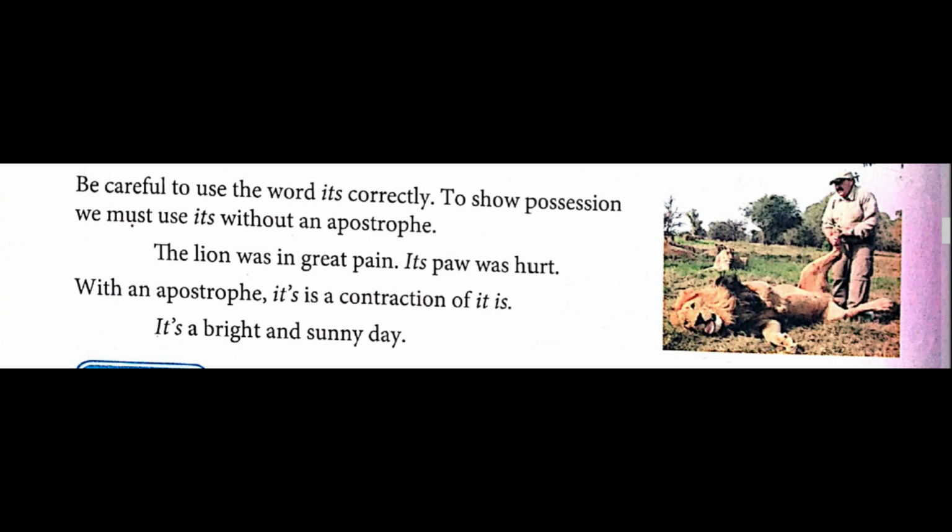For example, here with apostrophe they had given it's a bright and sunny day. So over here it is a bright and sunny day.